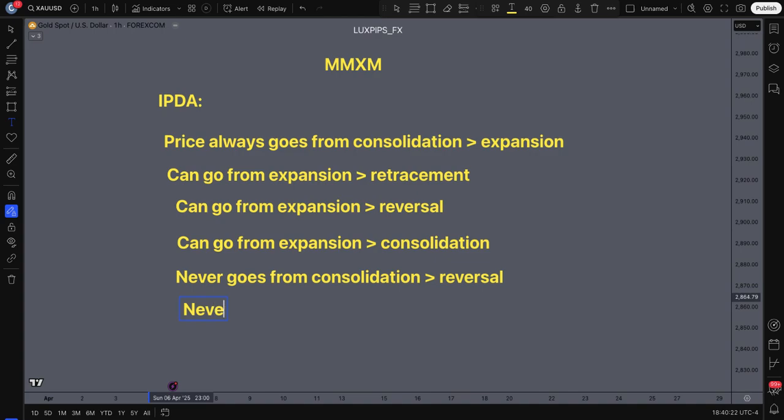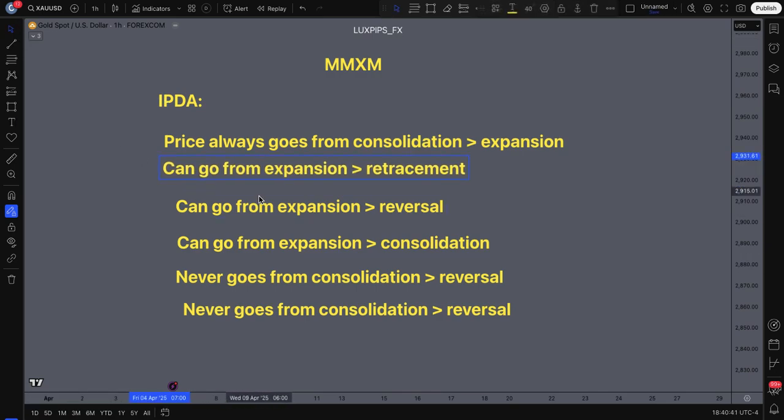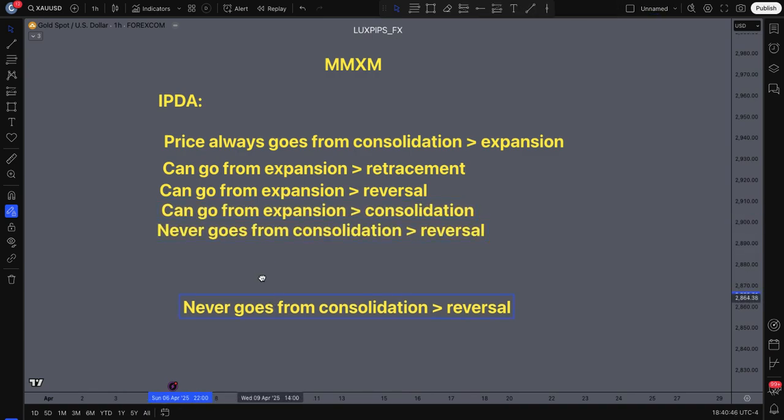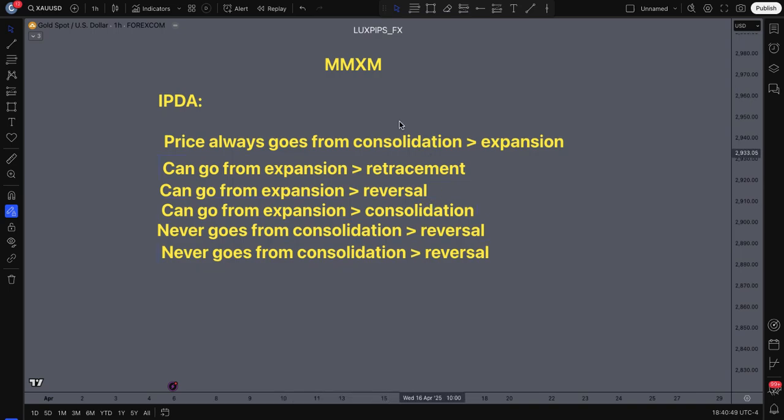Finish this off. Price never goes from consolidation to reversal. This little part right here is what's going to help you frame a lot of your trades. You need to write this down on a sticky note, put it on the wall, memorize it, say it to yourself 100 times a day. This is how you want to see the market.